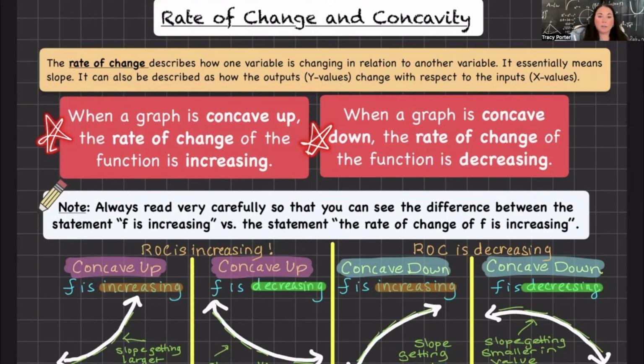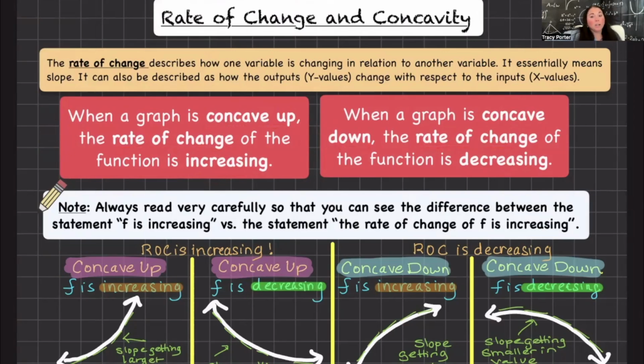First of all, if the graph is concave up, that tells us that the rate of change is increasing. Okay, so concave up means the rate of change is increasing. Concave down, the rate of change is decreasing. So the concavity of the graph, whether it's concave up or down, tells us the behavior of the rate of change. We can also say that it's at an increasing rate or a decreasing rate.